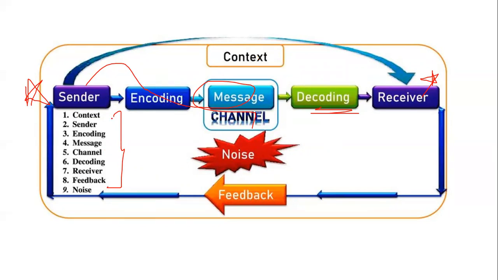Sender, encoding, message, channel, decoding, receiver, feedback, noise. These are nothing but the components, elements, and factors of communication, and the cycle gets completed only after the feedback.